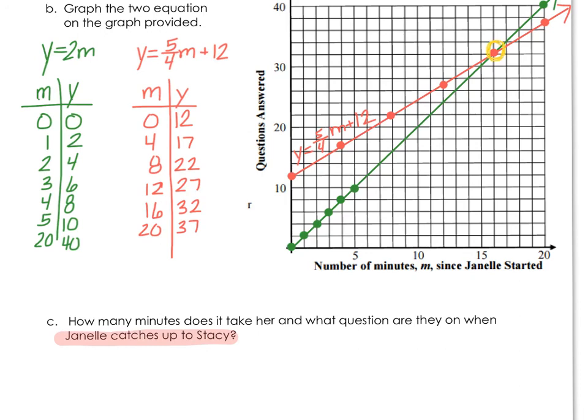So my solution is this point here. So what does that mean? After 16 minutes, they will catch up on question 32. So that's by following 16 is on the x-axis, so that's 16 minutes, and then over here they're counting by 2, so that's question 32. So my answer is Janelle will catch up to Stacy at 16 minutes on question 32.